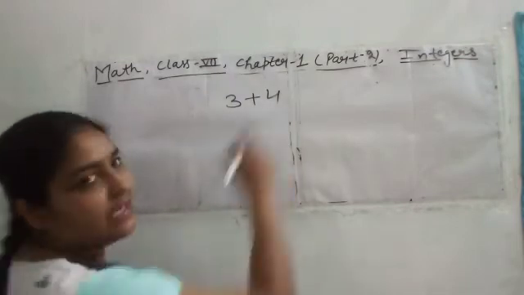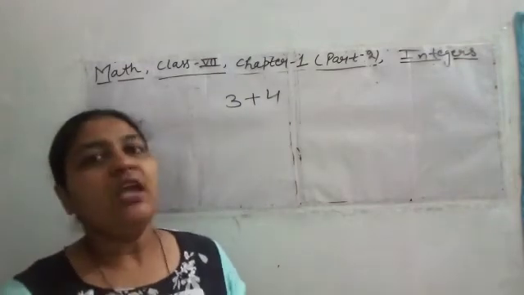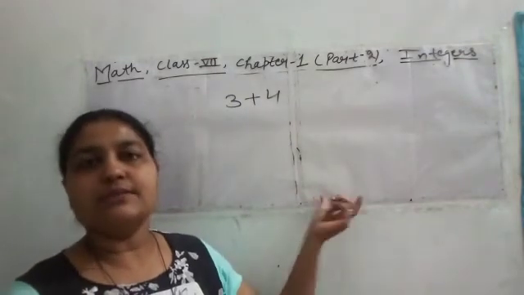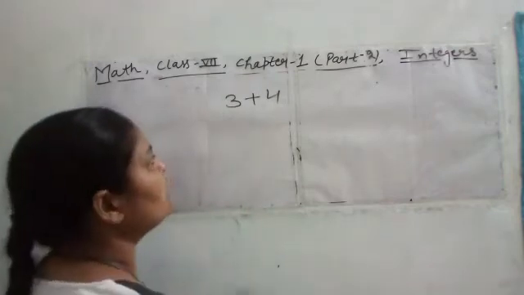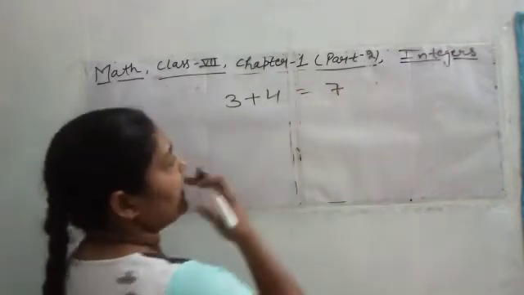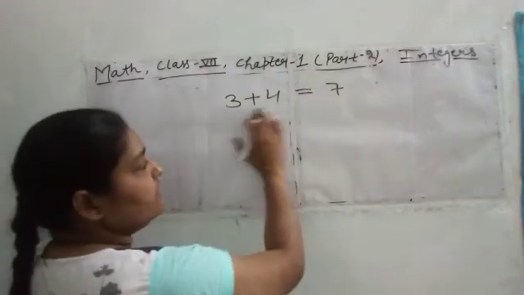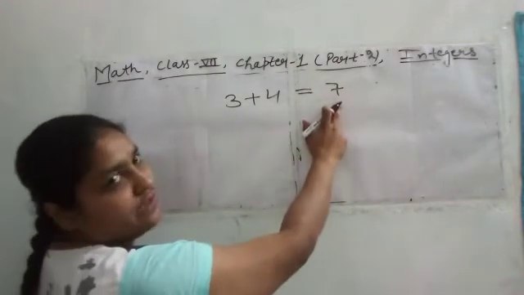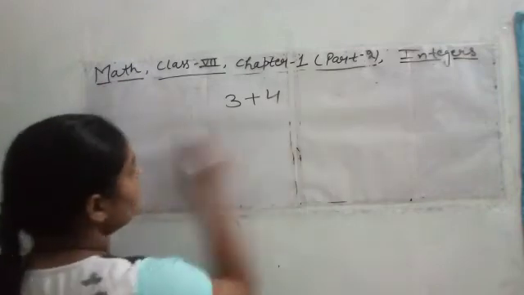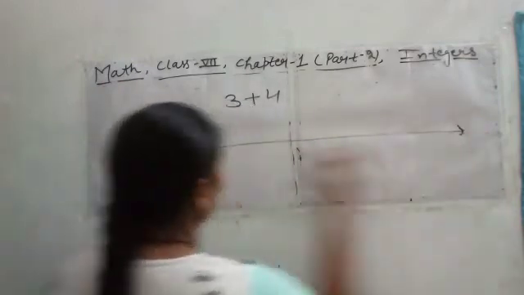Suppose I give you one example, 3 plus 4. Here, for addition, the concept of more than and less than we will not use. 3 plus 4 will be 7. 3 plus 4 is equal to 7. We do not have to give the solution like this. We have to show it just on the number line. I am taking one number line.